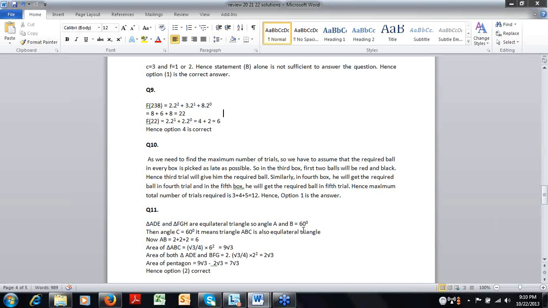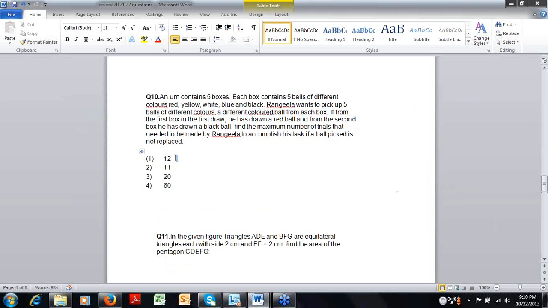Similarly, in the fourth box, he will get the required ball in the fourth trial. In the fifth box, he will get it in the fifth trial. So maximum number of trials required is 3 plus 4 plus 5, so 3 plus 4 plus 5 is 12. We have option number 1 as 12. We'll go ahead and mark option number 1, 12.